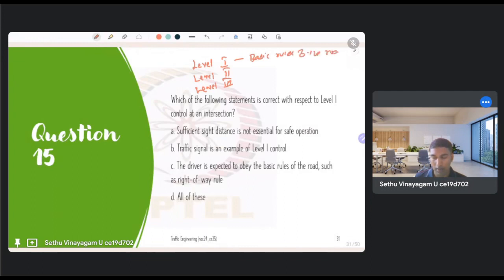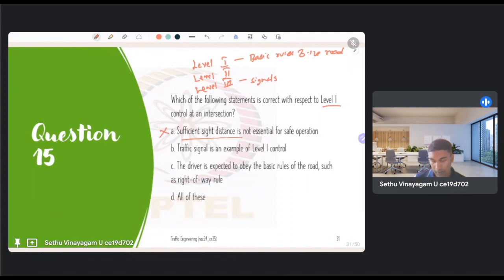Level 3 is signals, when we have control using traffic signals. Sufficient sight distance is not essential for safe operation. This is not correct. Sufficient sight distance is required. For any intersection, sufficient sight distance must be provided, even for a level 1 intersection. So option A is not correct.